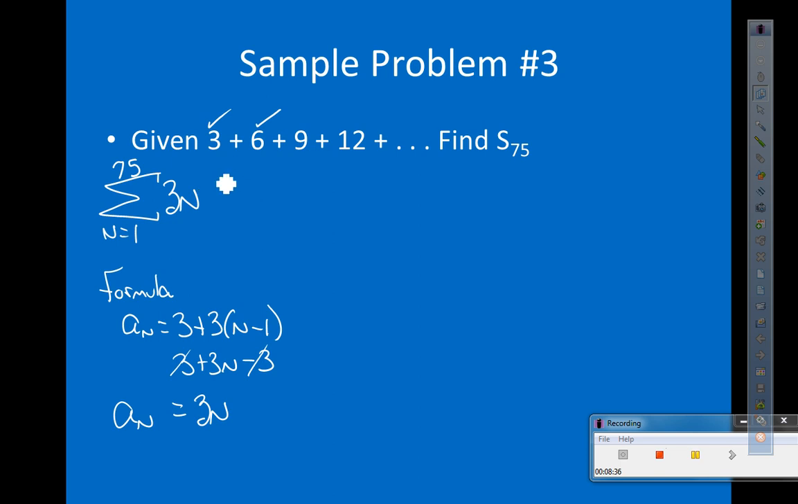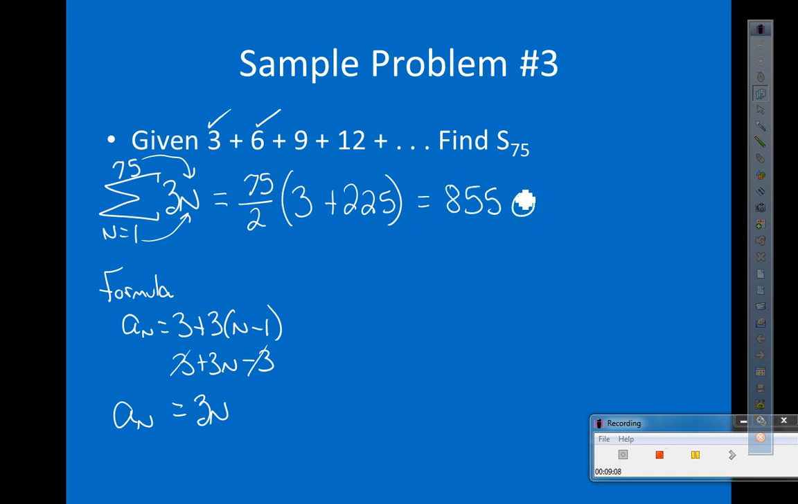Now use formula number 2, S of n. So it's going to look like 75 over 2 times, plug in a 1 and get a 3, plus, plug in 75 and get 225. Run that through your calculator and get 8,550. So that's what we've got so far. Find your formula, use your other formula.